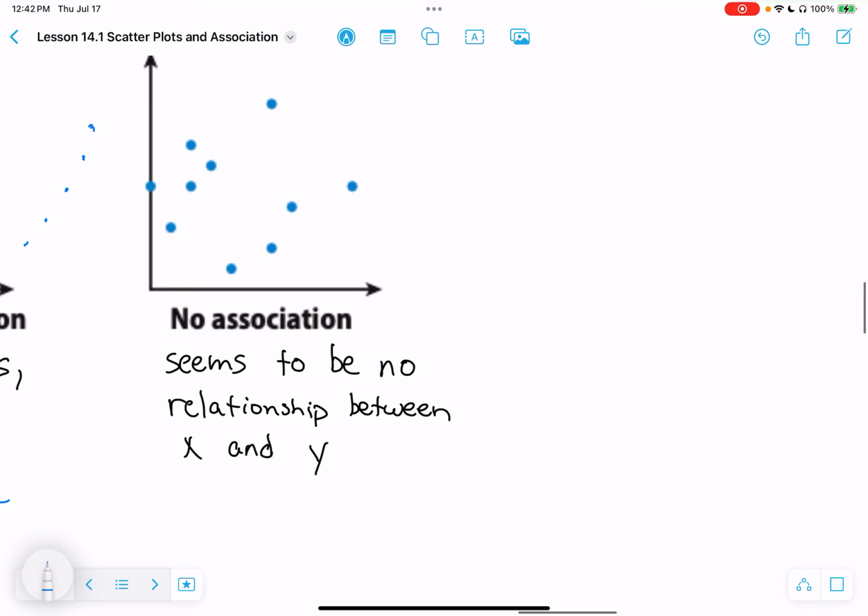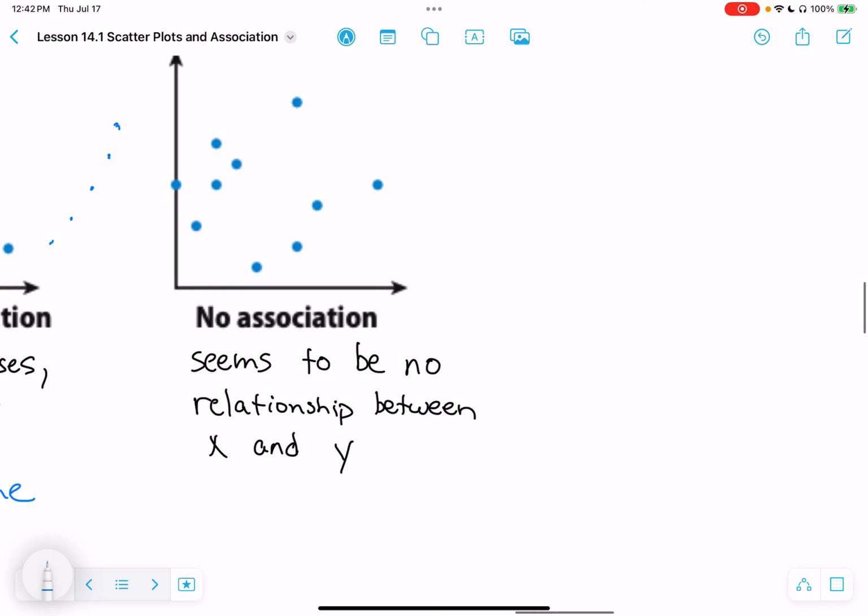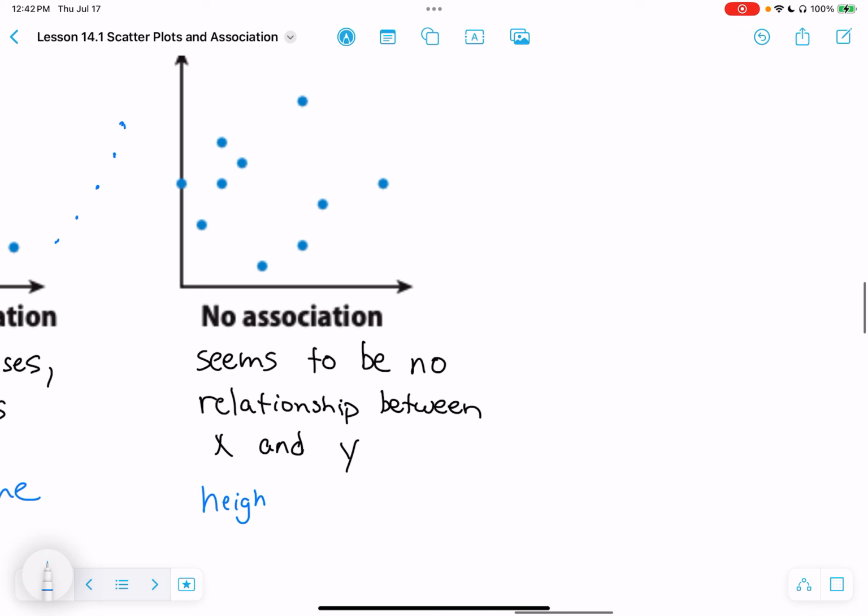And then finally, no association. There's no relationship between the two. This might be something like your height and your grades. Okay. The height that you are has no effect on the grades that you make. Tall people can make good or bad grades. Short people can make good or bad grades. Your height doesn't have any effect on the kind of grades that you make.